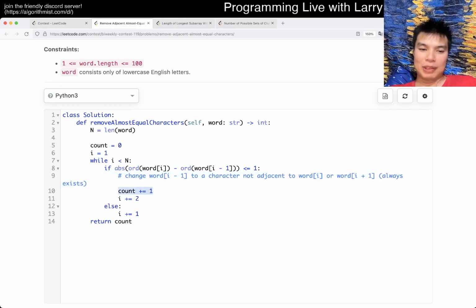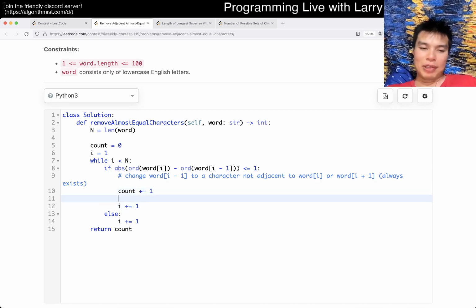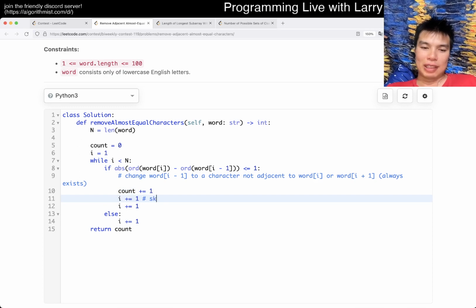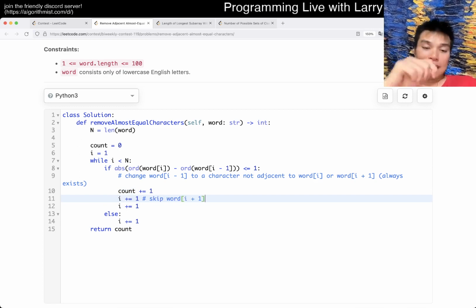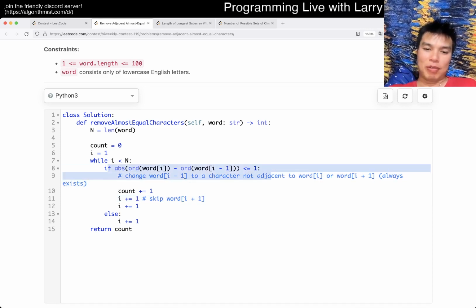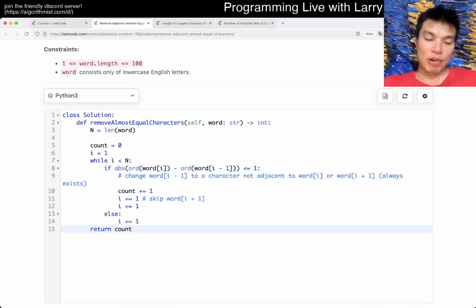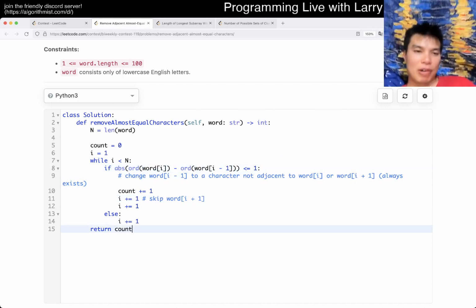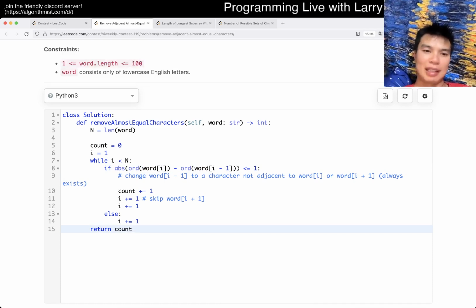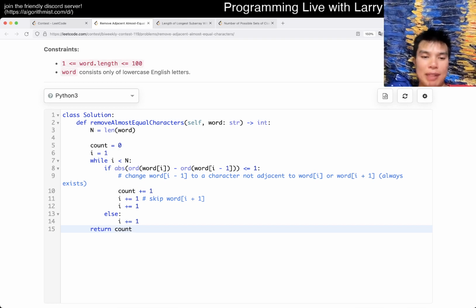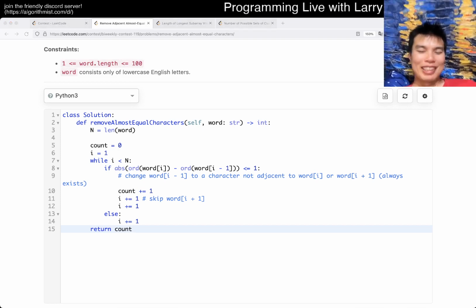So we do a count plus 1, and then this one is just the regular increment, but we also do another I plus 1 to skip word I plus 1, because this will never be true for word I minus 1. So this is why it works. This is even faster, of course, and this is O of n instead of n times a times a. But yeah, let me know what you think about this one. Let me know which way you did it.